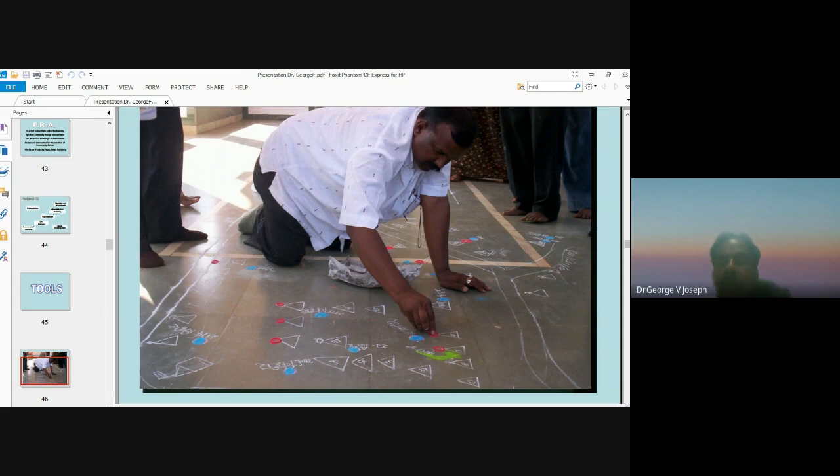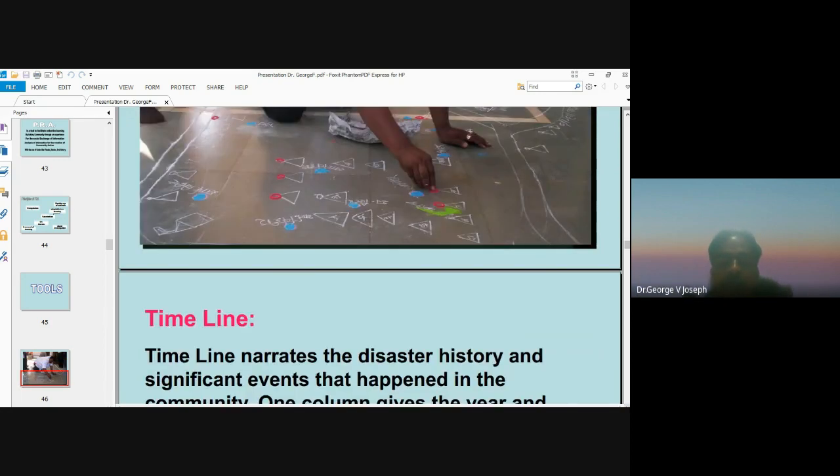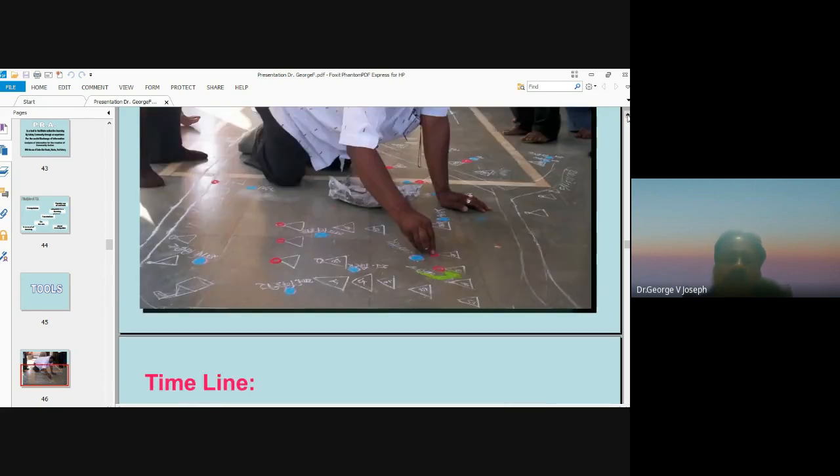They may also identify the vulnerable groups, and that will be presented to the larger community. So this type of social mapping can be done, or they can do timeline analysis. They can also do resource mapping, what type of resources are there in the community. These resources can be categorized, or they can do hazard mapping. What type of hazards are there, and they can also rank the hazards.